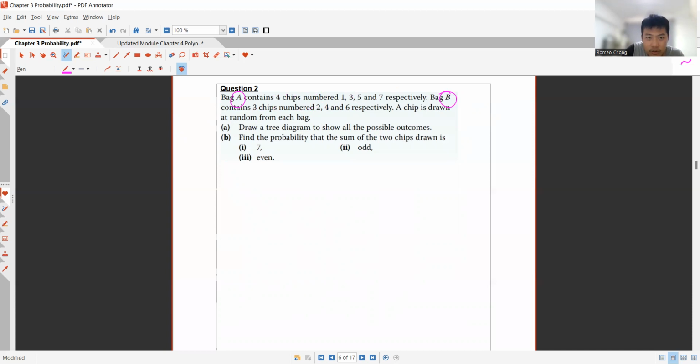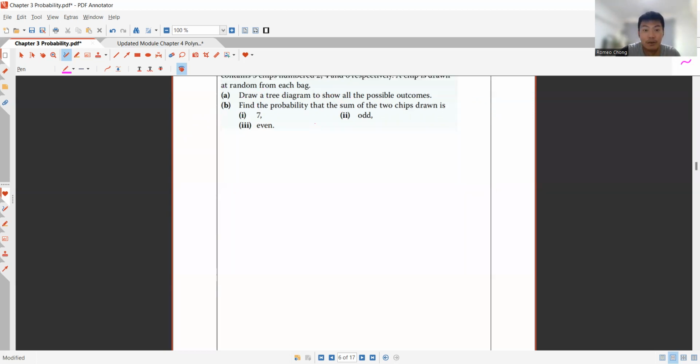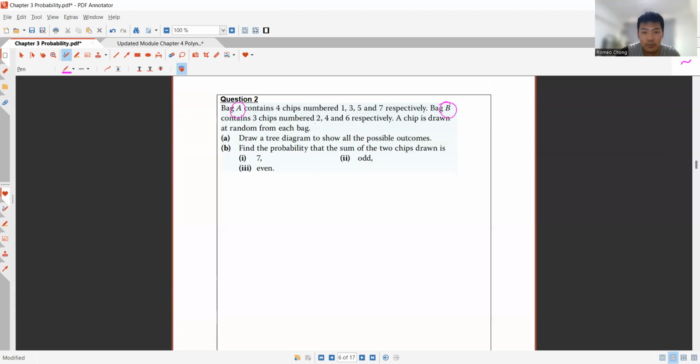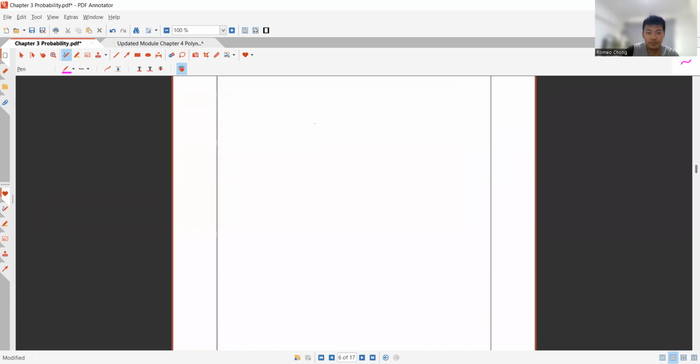And a chip is drawn at random from each bag, meaning that you choose 1 chip from each of the bags. From bag A, you choose 1, and then from bag B, you choose 1. And they ask you to draw a tree diagram to show all the possible outcomes. Okay, so in this case, you have to draw. So let's do it together. So let's say we start from bag A.